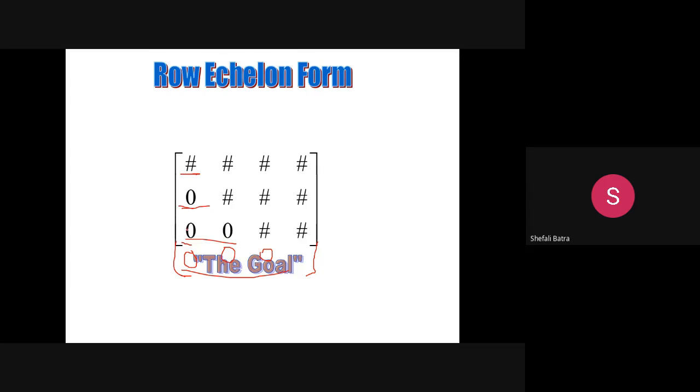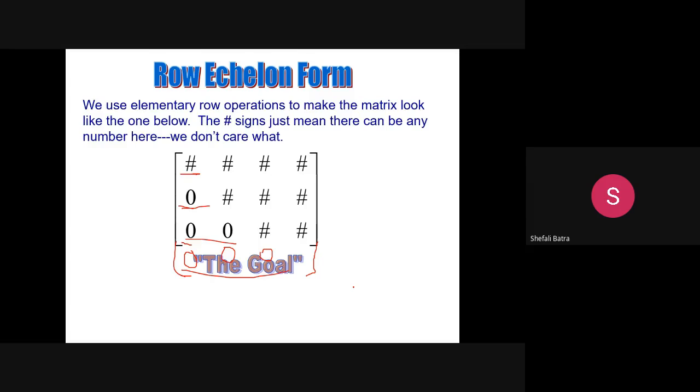This row 1 zero, next row 2 zeros, next row 3 zeros. If another is there, then there would be 4 zeros. And what is a zero row? When every entry in that row is 0. A zero row always lies at the bottom of the matrix in row echelon form. We use elementary row operations to make the matrix look like the one given below, right? This sign just means there can be any number here. We don't care. We care about these values. These values must be 0.